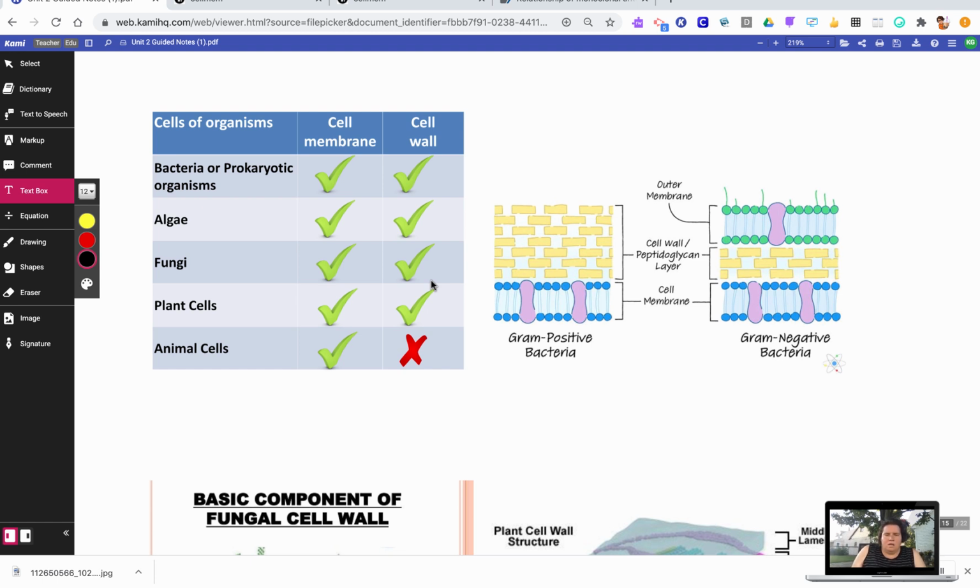So really, the only group of organisms that doesn't have some sort of cell wall are animal cells and some protists. But bacteria have a cell wall, and fungi do, and plants, of course, do. But just make sure you understand that plants are not the only types of organisms that have cell walls.